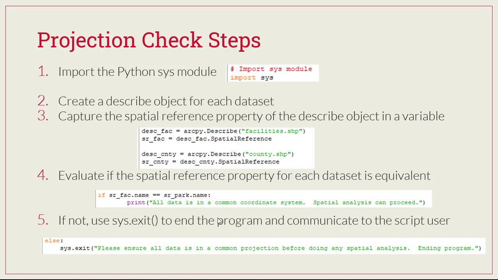So let's look through the exact steps that you need to take in your code in order to do these projection checks. The first thing is you have to import the Python sys module. That usually happens at the very top of your code right after you import ArcPy.